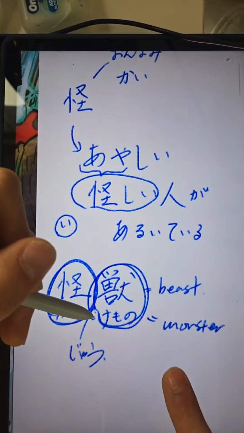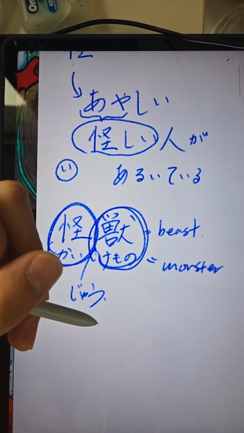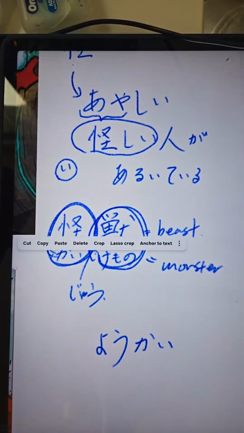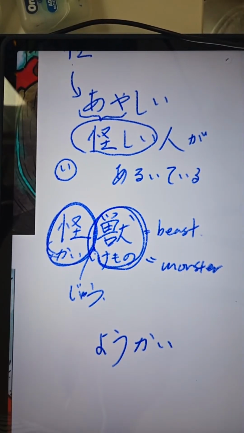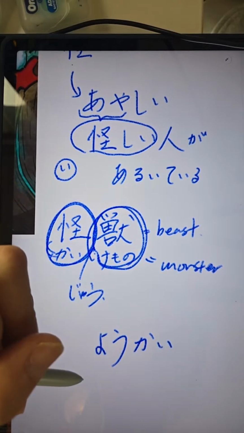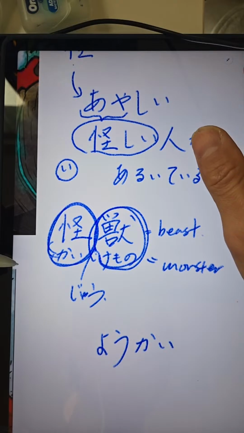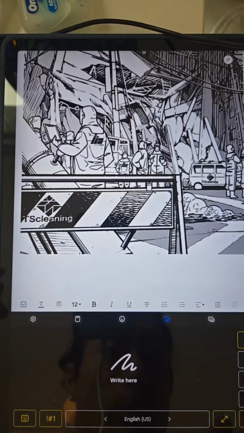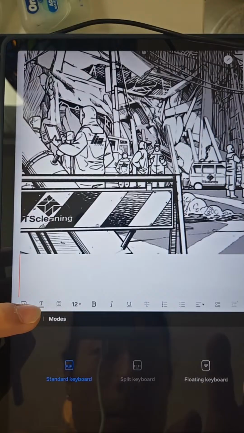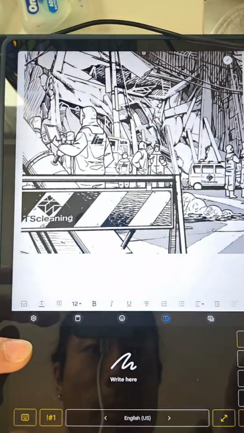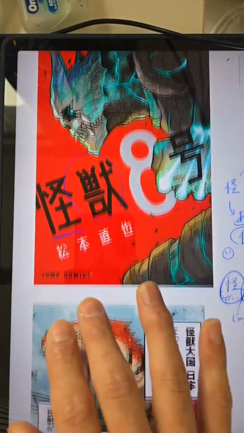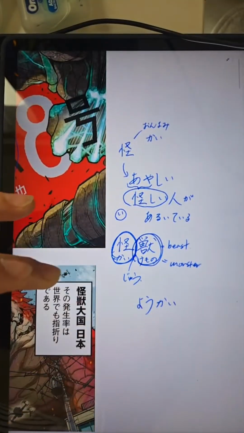Some of you might have heard of yokai. Some texts also translate this as monsters, but this one is a little bit different. What was the kanji for yo? Sorry, let me just switch to a standard keyboard. I'm already taking too long just covering the first page, the title. But yokai, some people also translate this as monster.